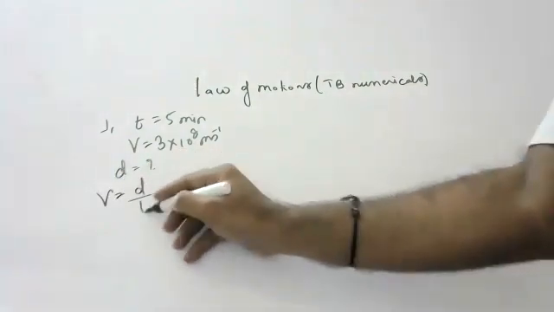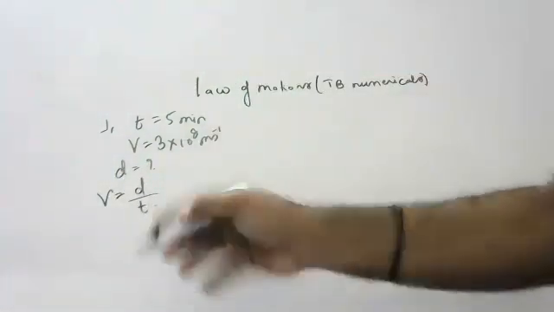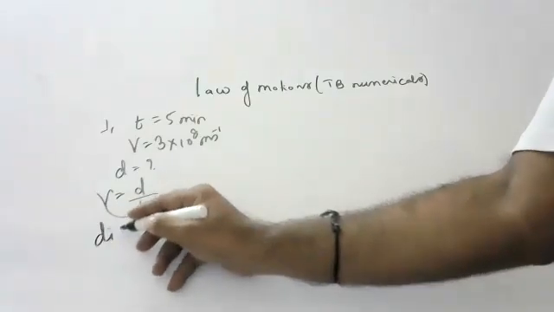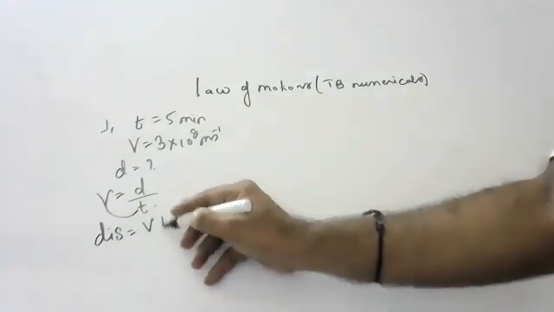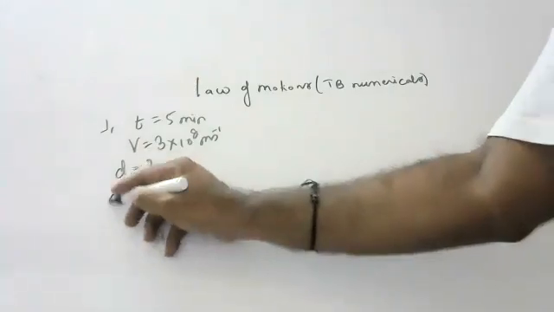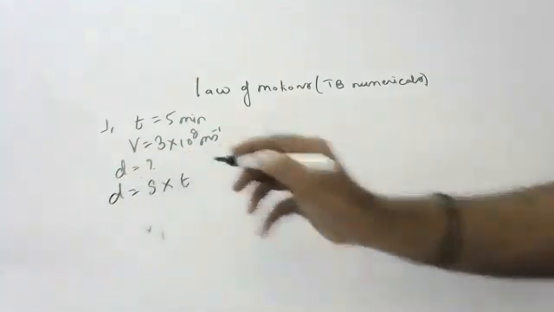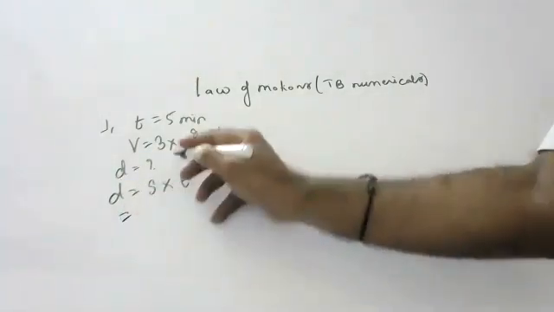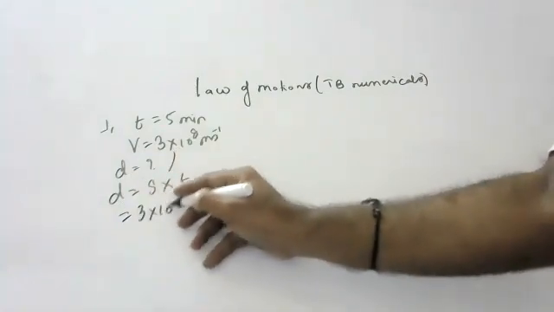Velocity is equal to distance by time, or displacement by time. So distance is equal to speed into time. Distance is equal to speed into time. Speed is how much, children? 3 into 10 to the power of 8.